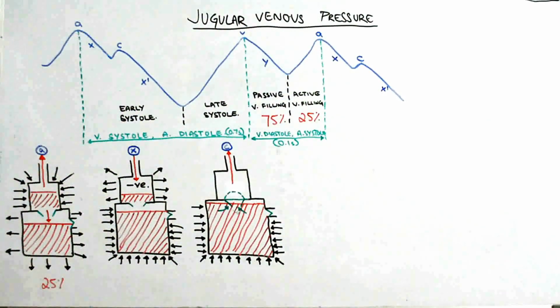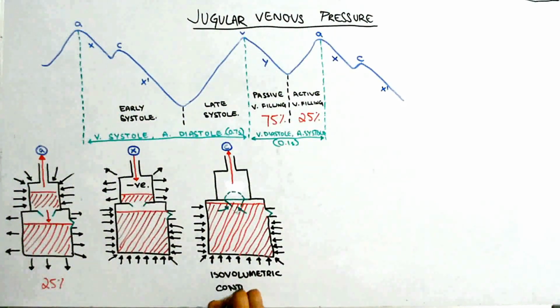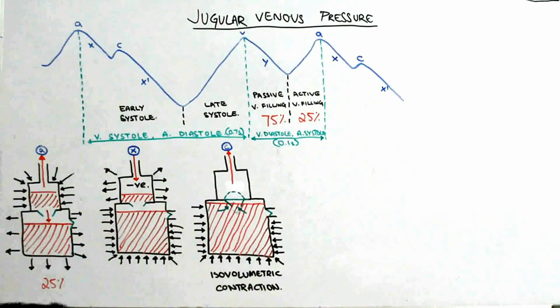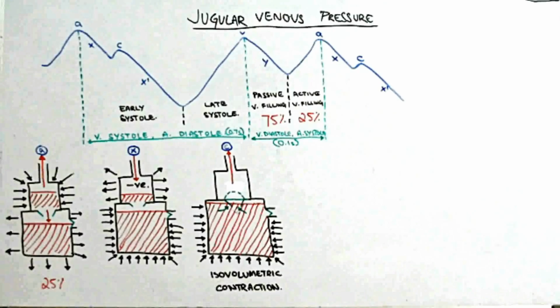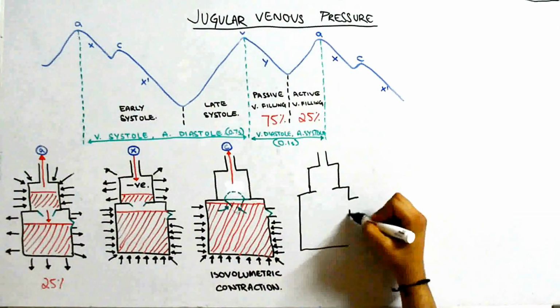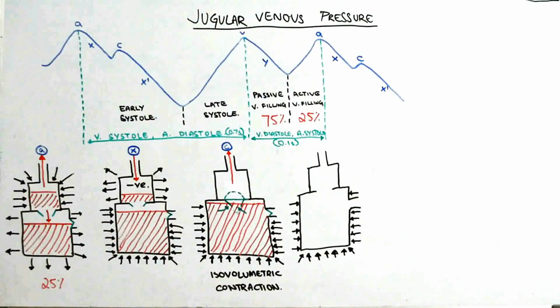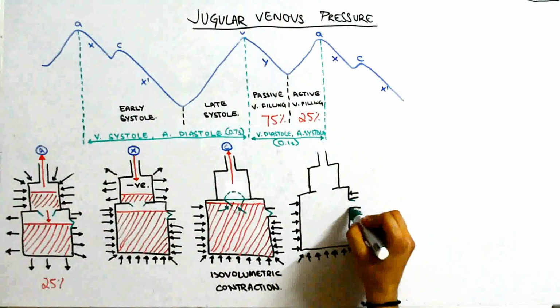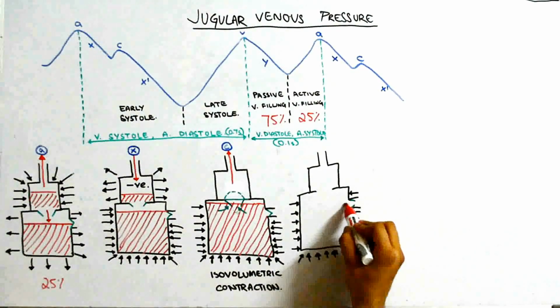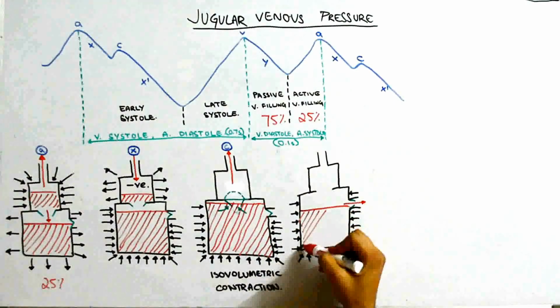This is known as the isovolumetric contraction phase of the ventricular systole. Blood neither enters nor exits the right ventricle, but the pressure just keeps increasing because of active ventricular contraction. Following the isovolumetric contraction, as ventricular contraction proceeds, the pressure within the right ventricle increases to such an extent that the pulmonary valve opens up. This results in an ejection of blood from the right ventricle into the pulmonary artery.